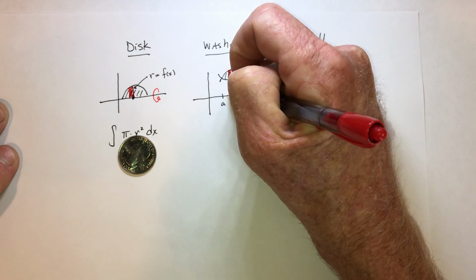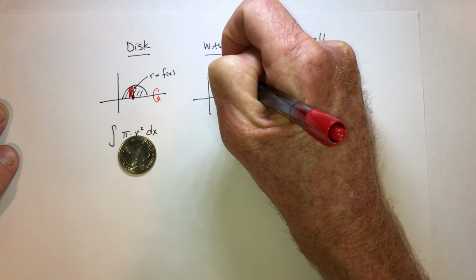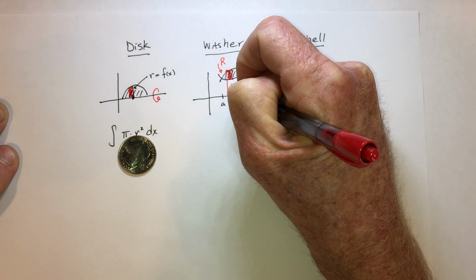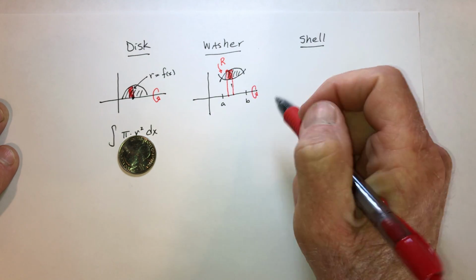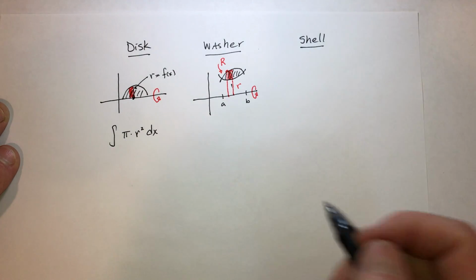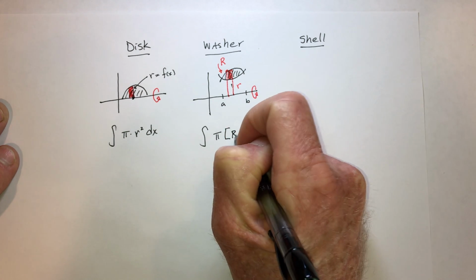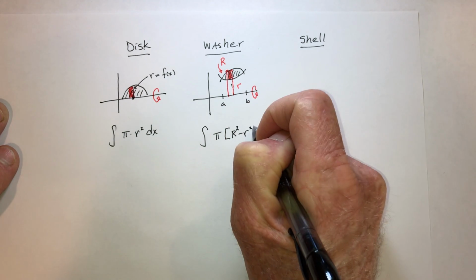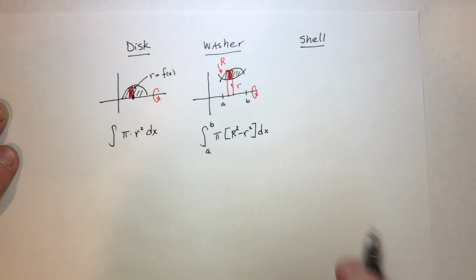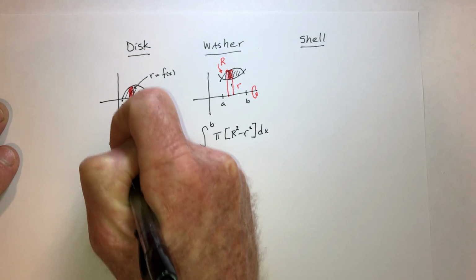So for this one, you need to measure from the axis of rotation up to the top function, and that's going to be the big R. Then measure from the axis of rotation to the bottom function, and that's going to be the little r. And then the general formula is integrate pi, and then it is the big R gets squared minus the small r gets squared. And in this case, the limits would go from a to b. I guess I could have called this one also from a to b.